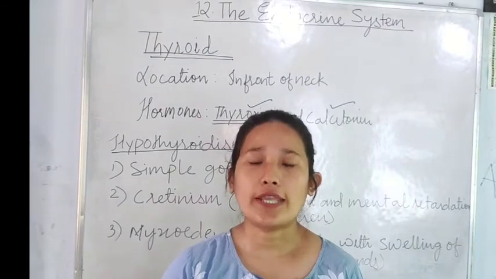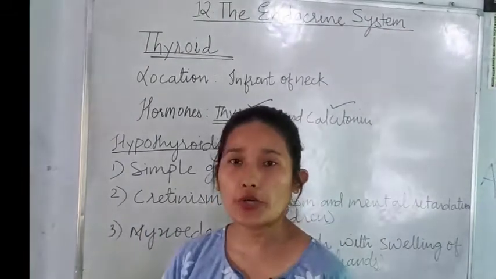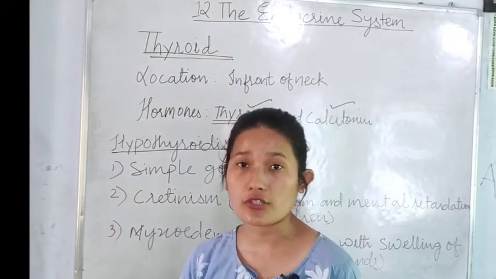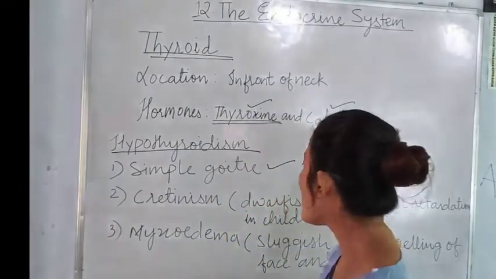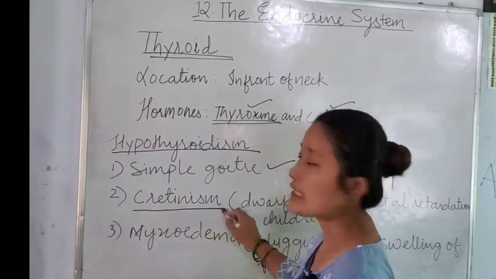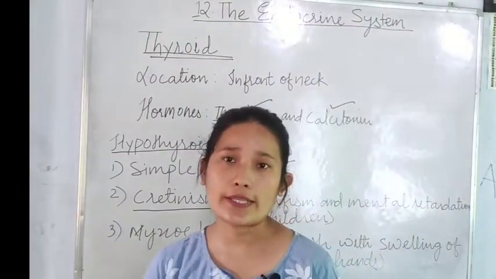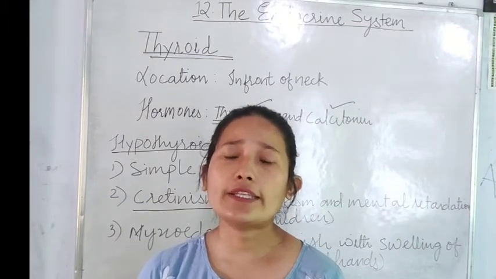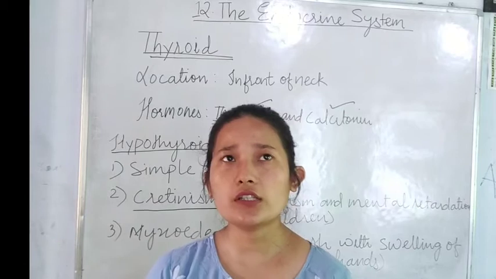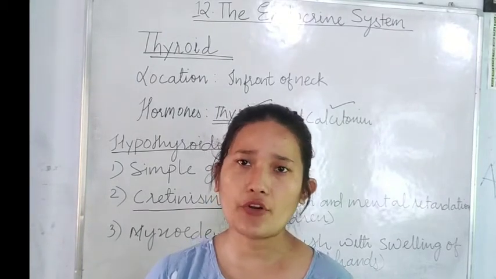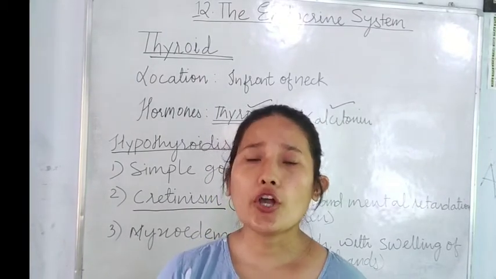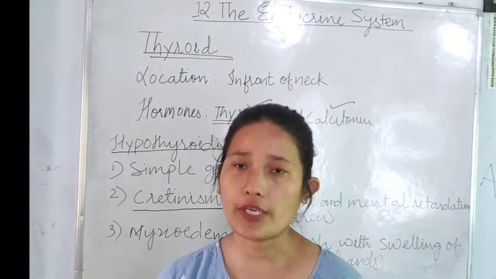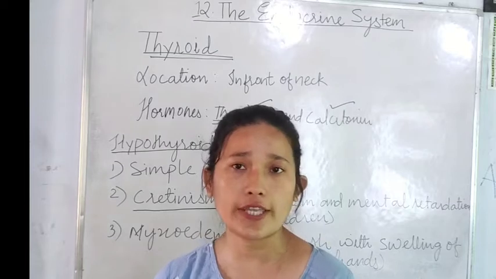Okay, so next, that's all about simple goiter. It's caused because of hyposecretion, low secretion of your thyroxine hormone. Okay, now next is your cretinism. It usually takes place in children. Okay, how does it occur? It occurs because of either improper development of a thyroid gland, or degeneration of a thyroid gland at an early stage itself, because of which your thyroxine production cannot take place.